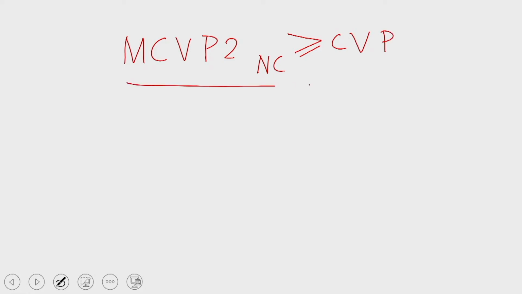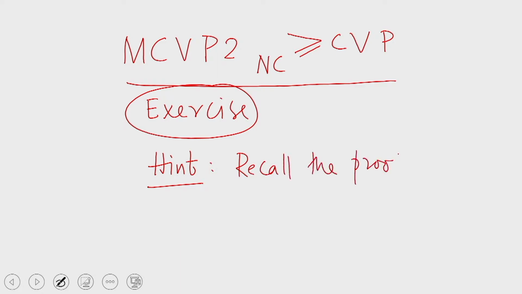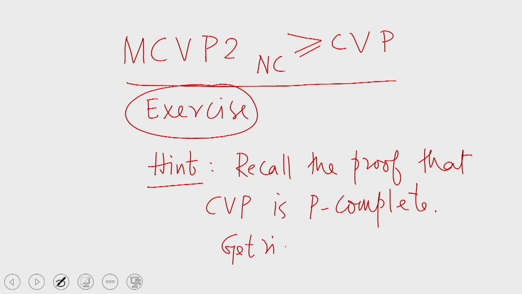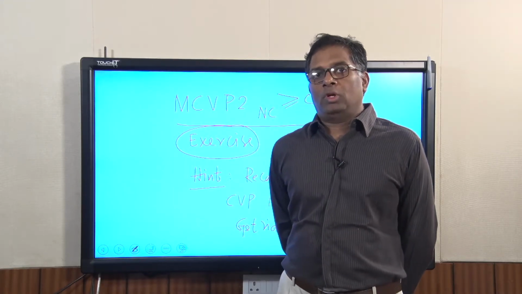It can be shown that even though monotone CVP2 is a restricted variant of CVP, it is at least as hard as the CVP problem from the perspective of NC reductions. I'll leave the reduction as an exercise to you. I'll give you a hint nevertheless. Recall the proof that CVP is P-complete for NC reductions. Get rid of negation from the circuit constructed there.